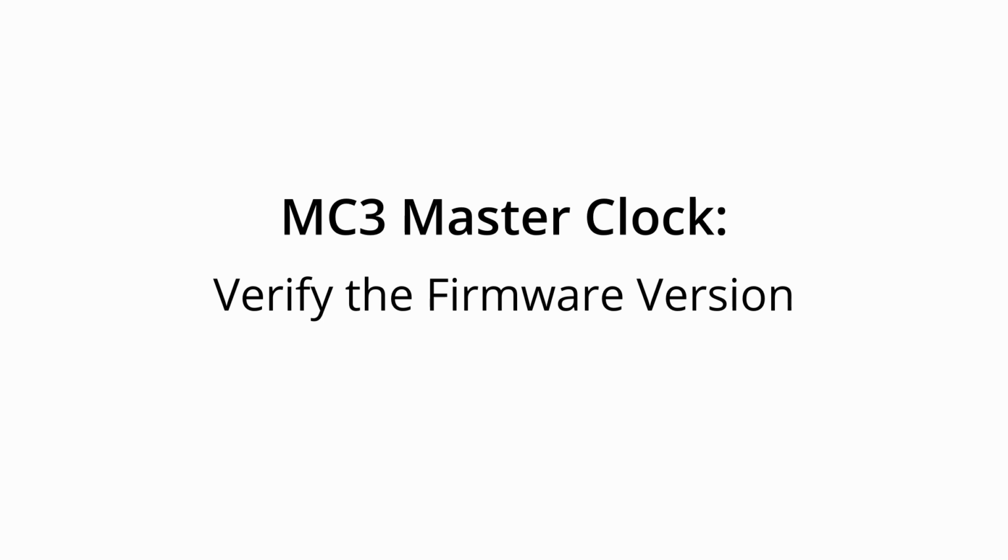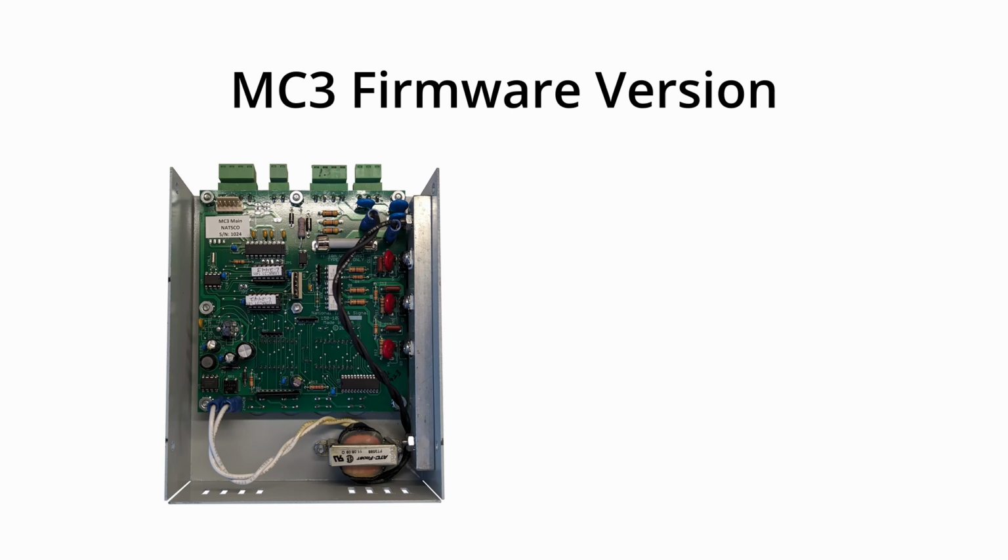It is also important that you have the right version of MC3 for the type of clocks it is controlling. If you let us know what type of architectural clocks you have when ordering your MC3 Master Clock, you should have the correct version. To verify that you have the correct version of the MC3, we will need to look at the circuit board on the inside of the housing.